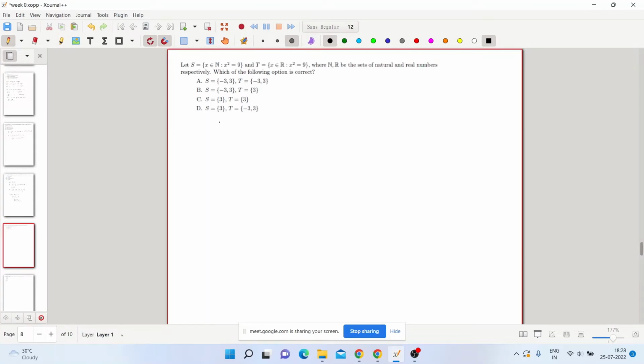Now the next question is, we are given two sets S and T. Here also we need to find the explicit form of the sets S and T. Let us see what S is. S is the set of all elements x in the natural numbers such that x satisfies the equation x square equal to 9. And T is the set of all elements x in the real numbers such that x satisfies the condition x square equal to 9.